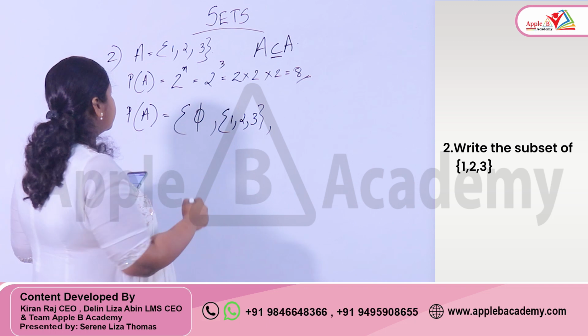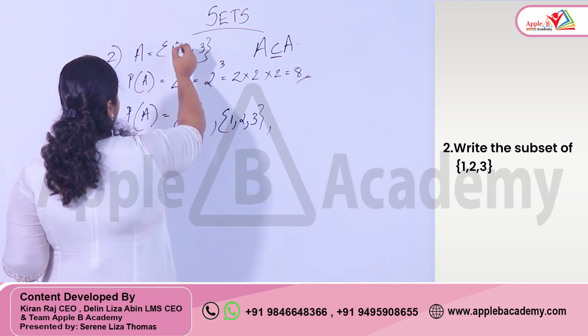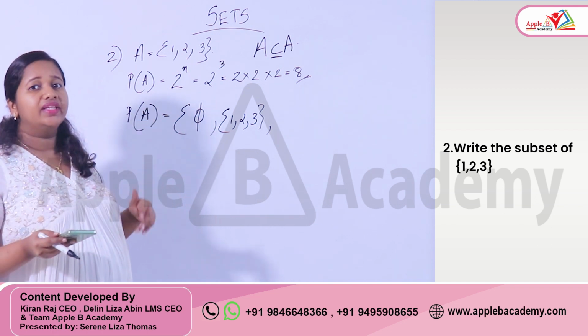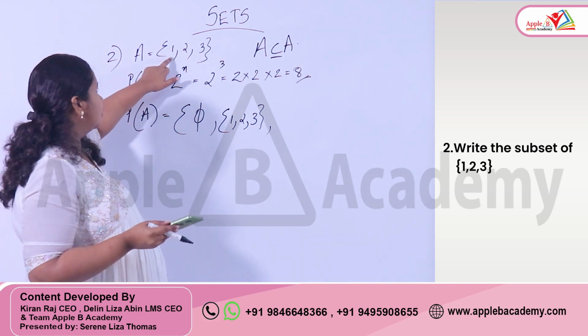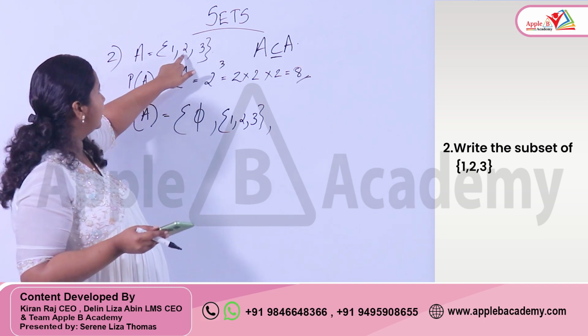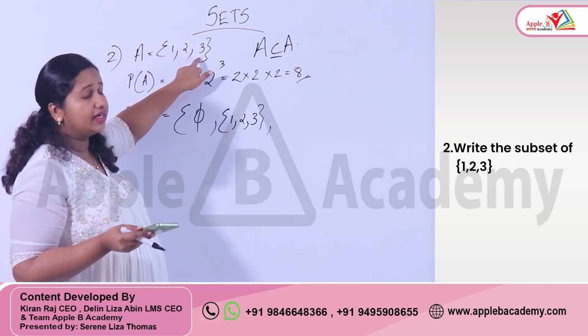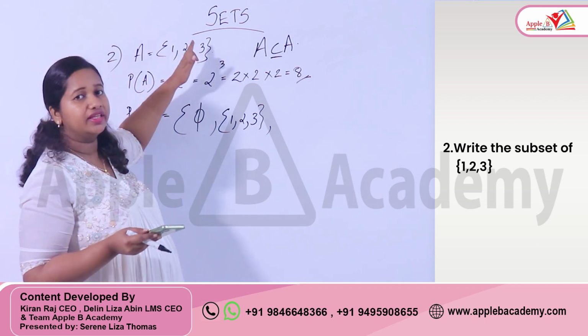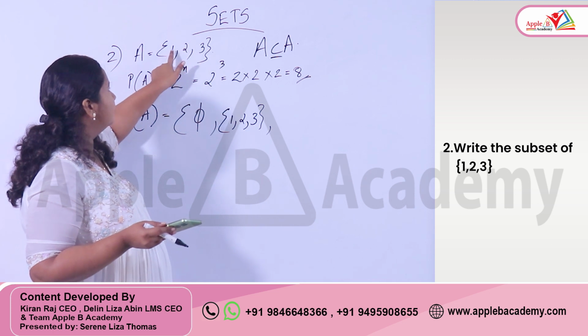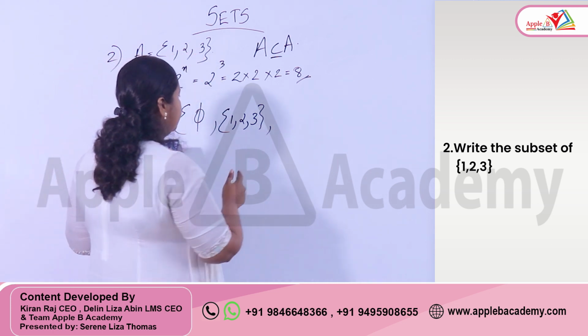Now we need to take each element and create a subset. So first set contains the element 1, second set contains element 2, third set contains element 3. Then we need to write the combinations between these 3. That is {1, 2}, {2, 3} and {1, 3}. Okay, I will write it.